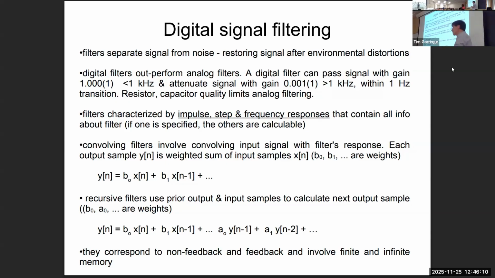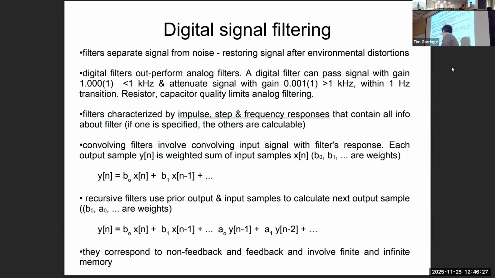Because this filter, the recursive filter, involves the output, we call it a recursive filter. It's like a recursive relationship, whereas the convolving filter involves just the inputs. If you want to think of them this way, in one case, you don't feed back the output. There's no output feedback in the convolving filter.